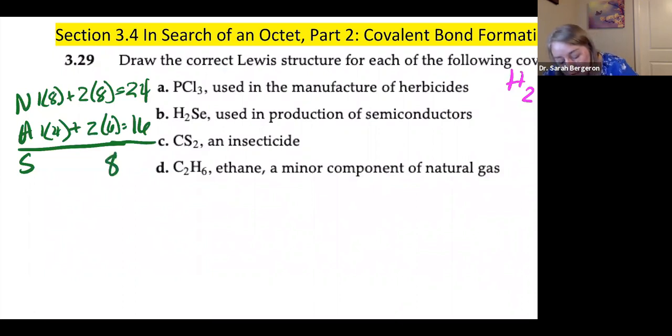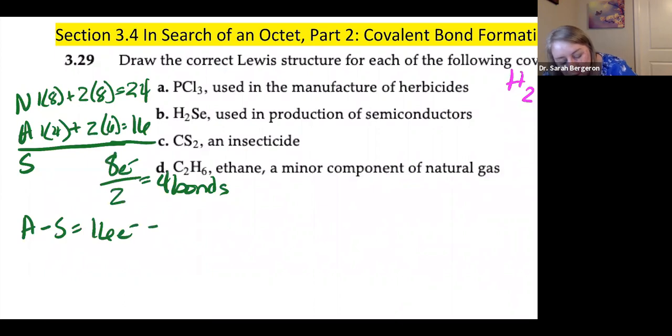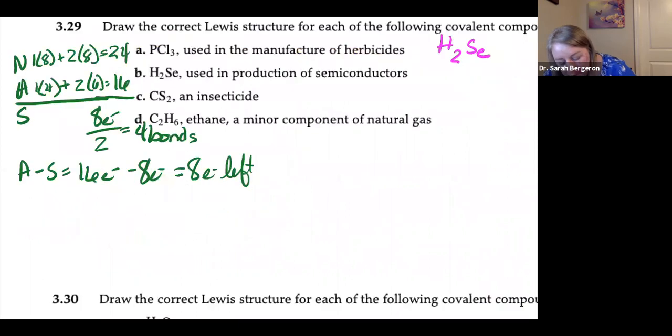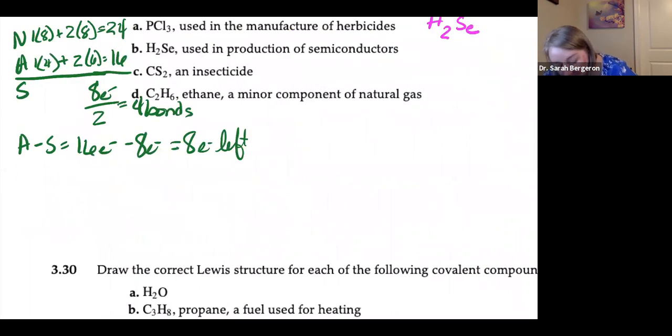So subtract, and you get 8 electrons. Divide by 2, that tells us we're going to have 4 bonds, right? So we had 16 available. If we take our available minus our shared, this is what's going to be left. We had 16 electrons available. We subtract our 8 electrons from our shared bonds and we get 8 electrons left. Okay, so let's put them in a structure. So if we have carbon and we only have 2 sulfur atoms, I'm going to put them on either side.